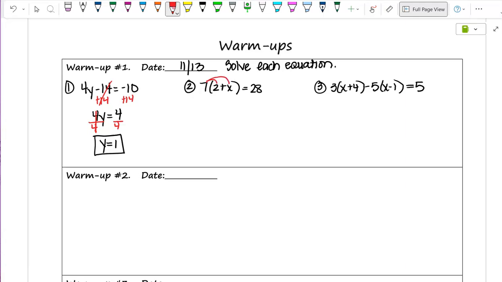We need to distribute on the left-hand side. 7 times 2 is 14, plus 7 times x is 7x equals 28. Subtract 14 from both sides. 7x equals 14. Divide both sides by 7, and we get x equals 2.